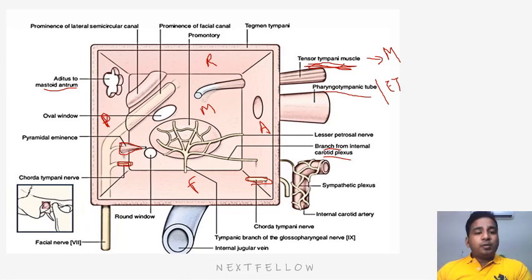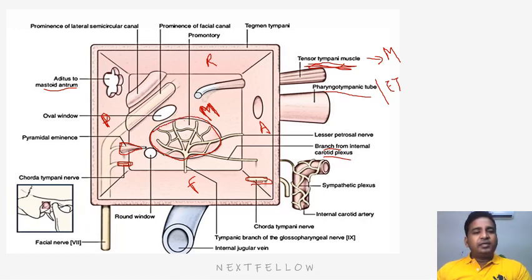Now we talk about the medial wall, which is the most complex wall of the middle ear. So what is the medial wall? The wall of the middle ear facing towards the inner ear. So in the center we can see the, what is this? Promontory.